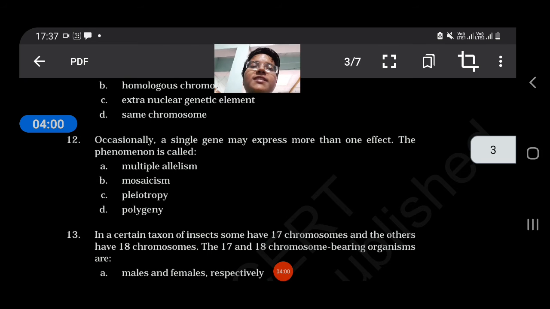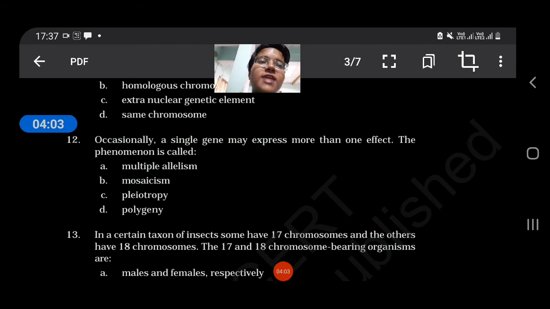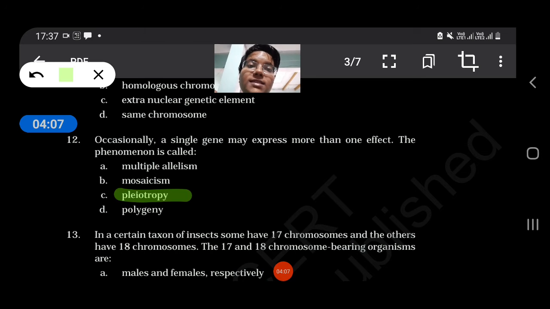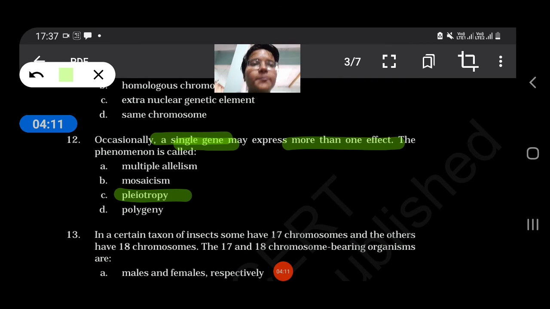Now, occasionally a single gene may express more than one effect. The phenomenon is known as pleiotropy. One single gene is giving the skin color also, and it's giving the hair color also, and it's doing a lot of things, like phenylketonuria, which is the example for the pleiotropic gene.